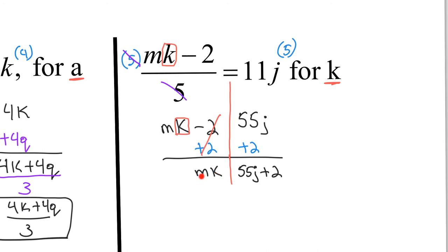Now the last step, guys, here's the k one more time. We want to get rid of this variable m. So these two are multiplying; mk is m times k. So we divide by m, and on the other side divide everything by m. So this turns into 1. Bring down the k. Here's the equal sign. And the expression, our answer, will be 55j plus 2 over m.